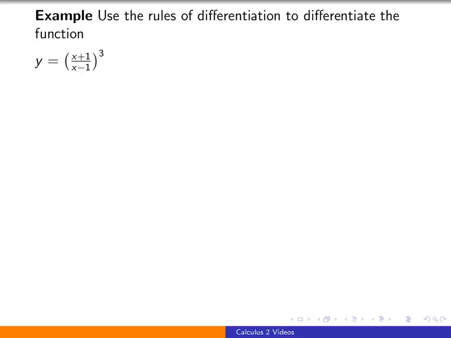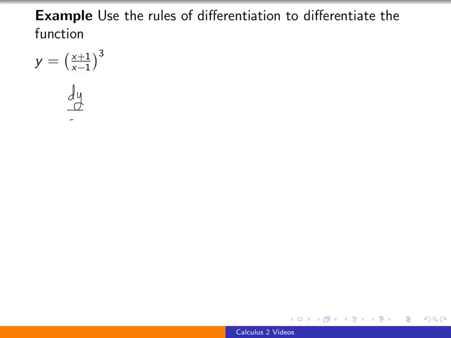Let's look at one more example that involves using the chain rule. Let's differentiate the given function. We have x plus 1 over x minus 1 being cubed. And this is a composition of functions. You see the inside function, which is usually what kind of jumps out at us, x plus 1 over x minus 1. And the outside function is the function which cubes. So let's just walk our way through this.